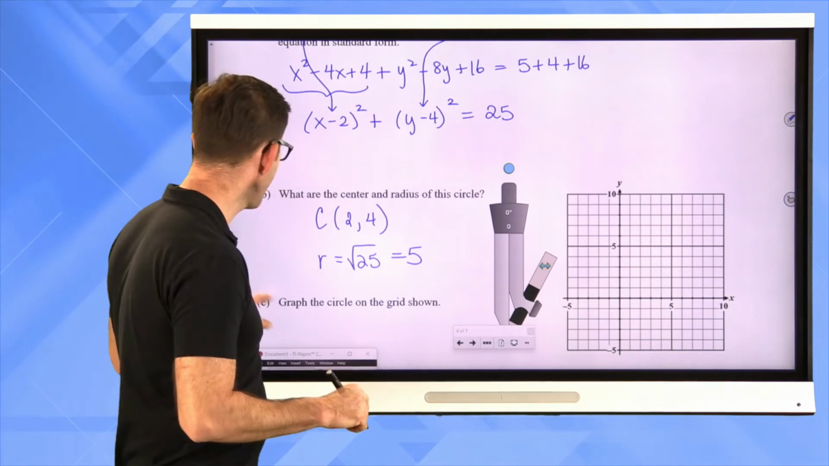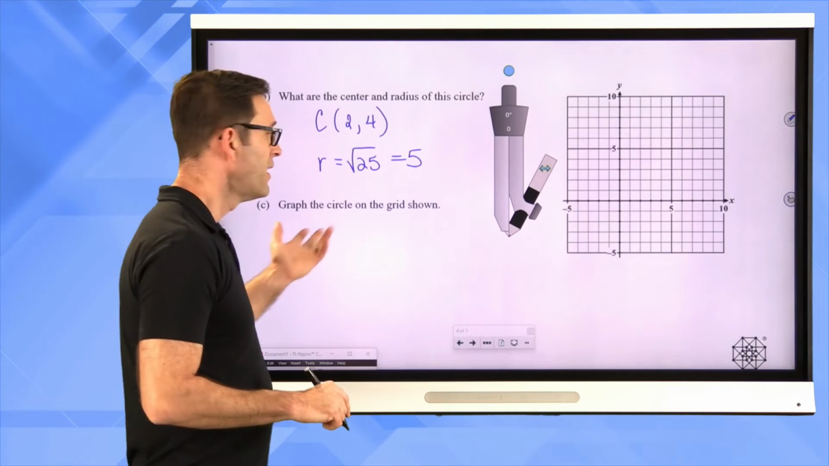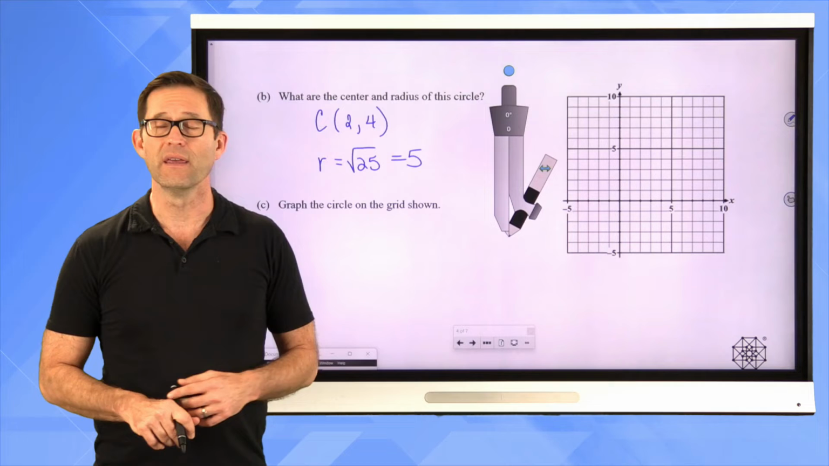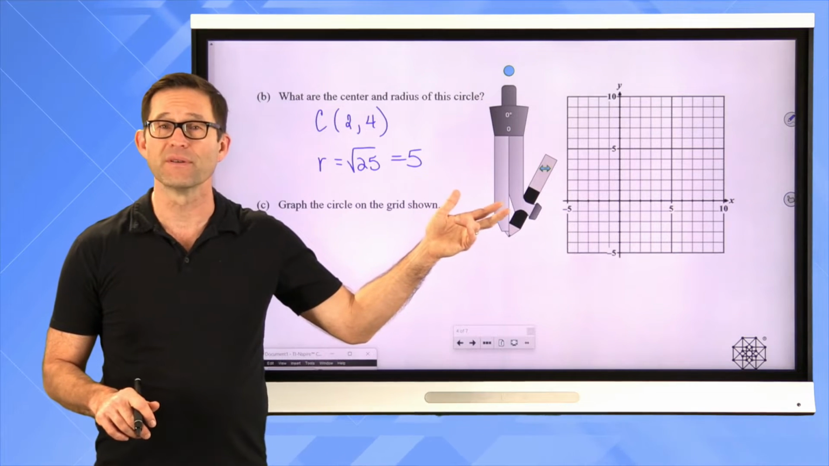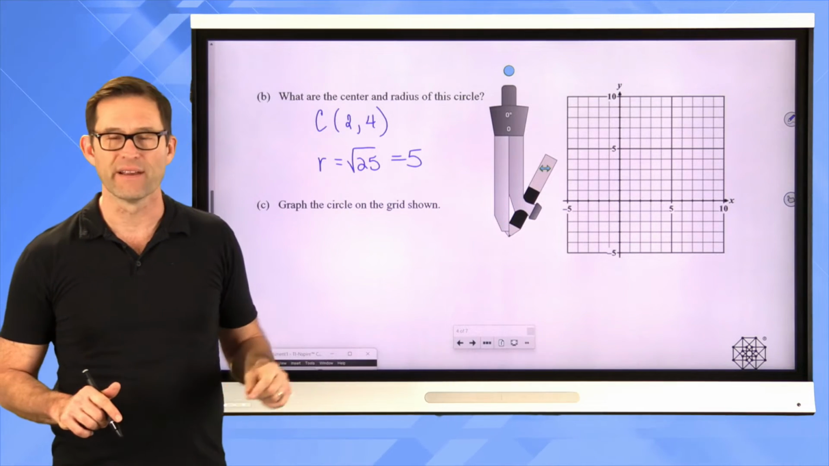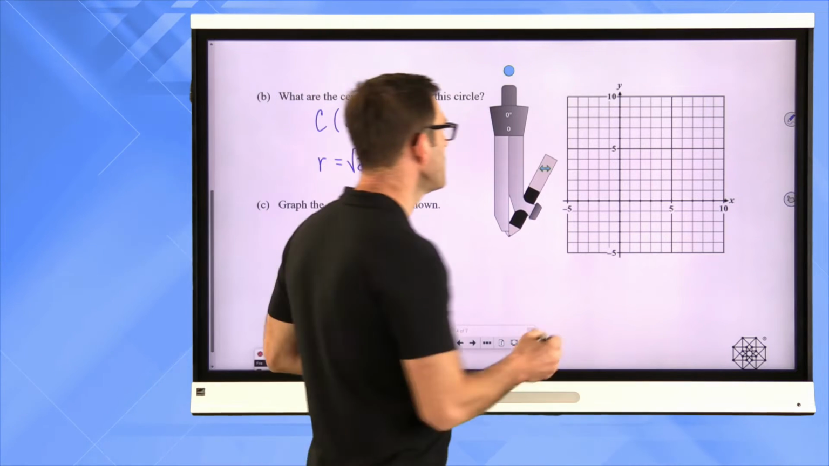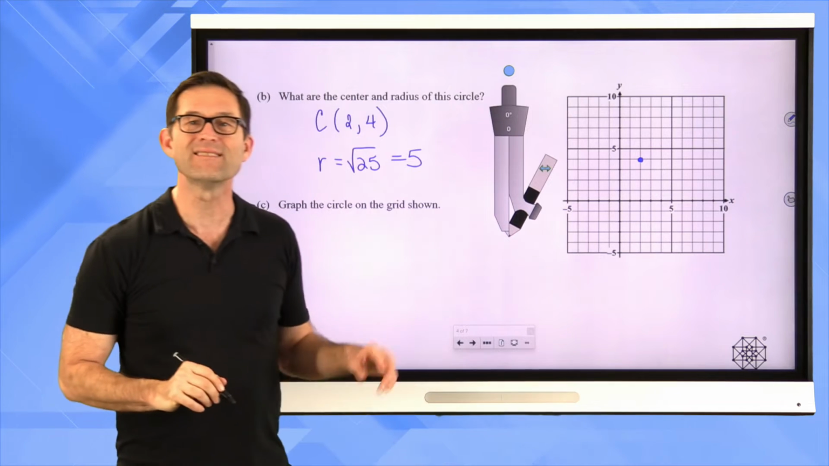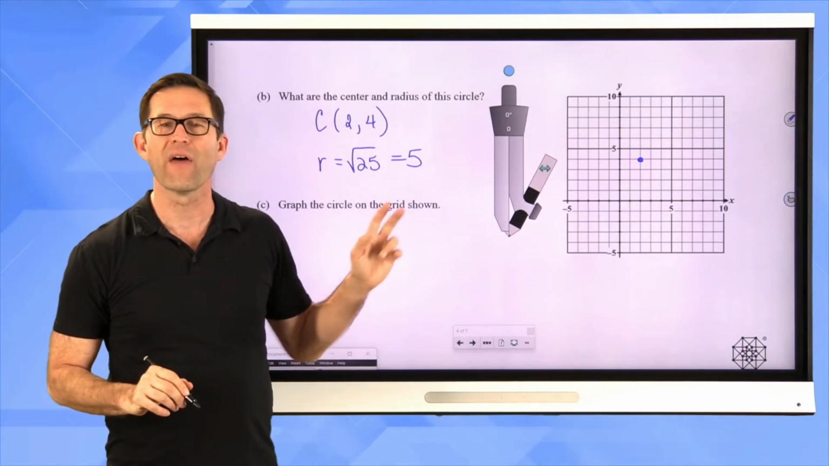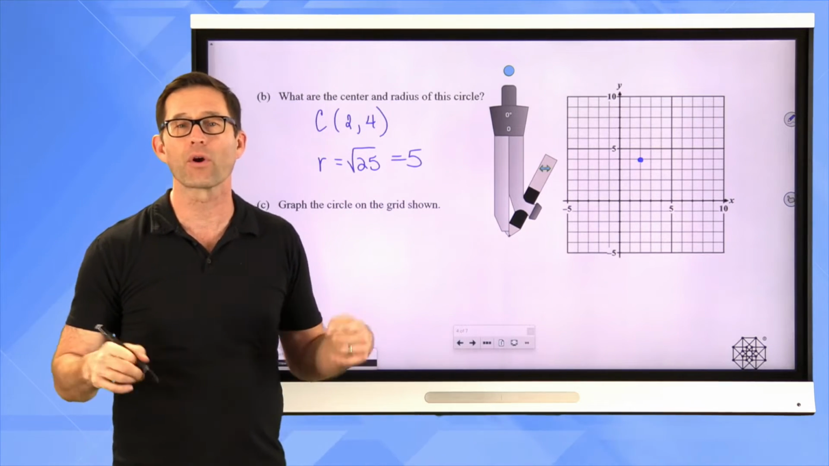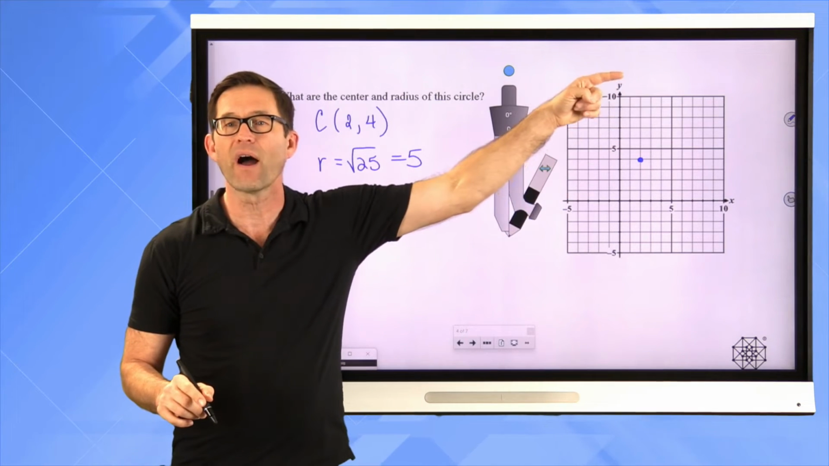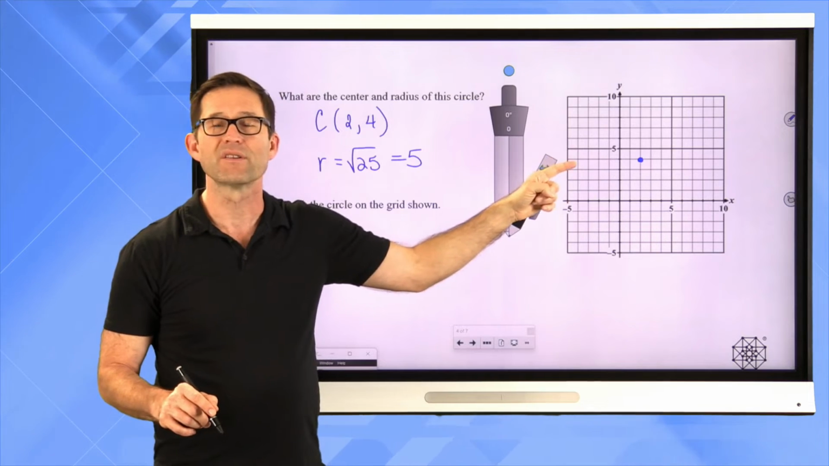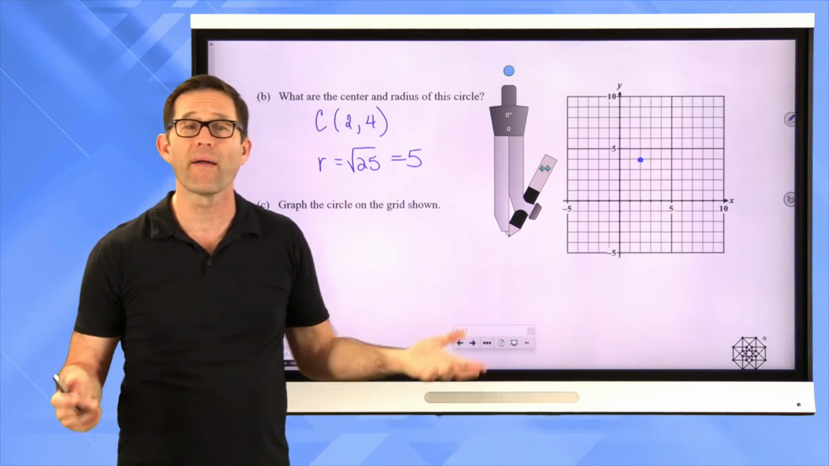And finally, something that you have to do every once in a while is actually graph the circle in the coordinate grid. Now this can be a little bit tricky, and you definitely have to use your compass in order to do so. But here's what I like doing. I've got a center at 2, 4. So I'm going to plot my center. I then have a radius equal to 5. And what I like doing with that is plotting what I call the 4 cardinal points. So I'm going to go 5 units above my center, 5 units below, 5 units to the left, 5 units to the right, and I'm going to plot those 4 points.